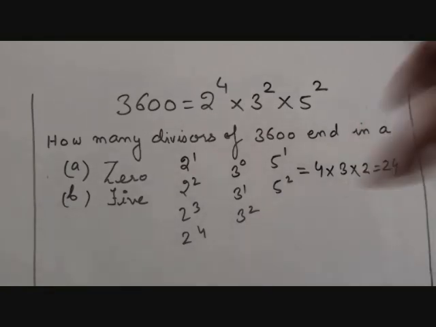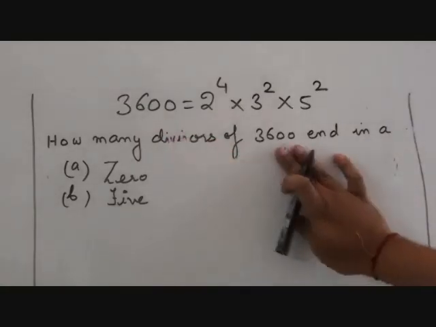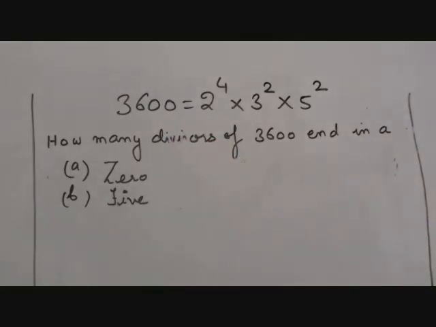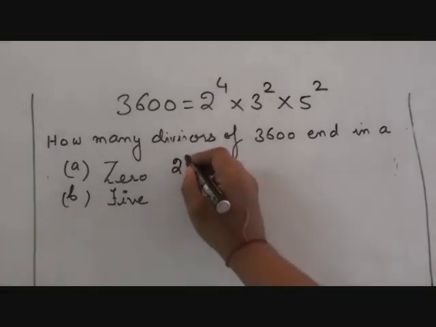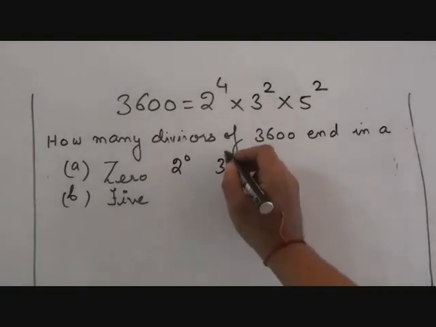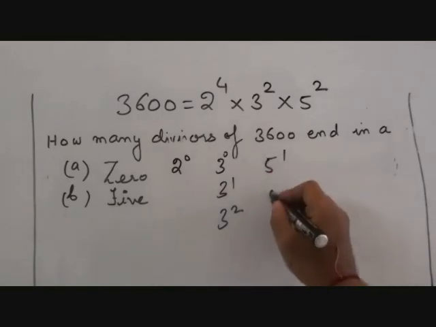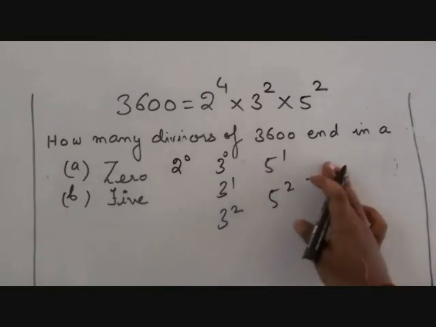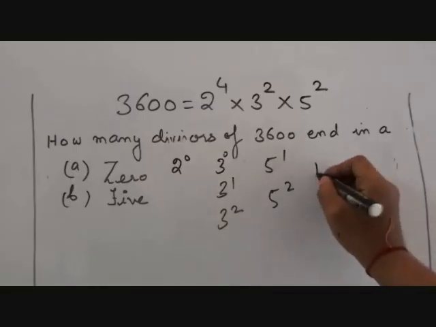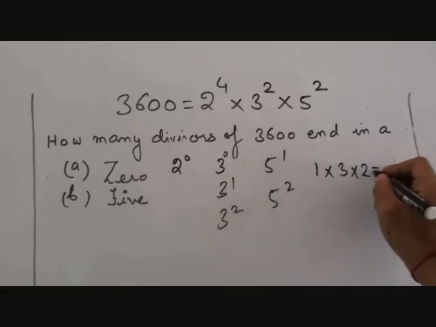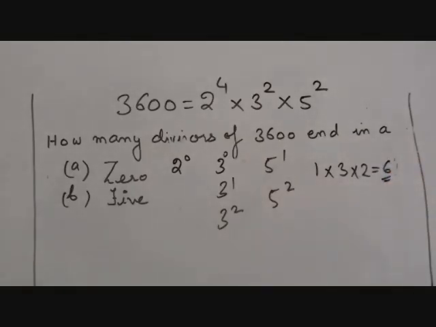Okay, how many divisors would end in a 5? For divisors to end in a 5, it has to have at least one 5 in it, but it should not have any 2 in it, because if it has any 2 in it, it would be a multiple of 10 and it would end in a 0. Therefore, the only power of 2 that we can take is 2 raised to 0. Powers of 3 that we can take are 3 raised to 0, 3 raised to 1, 3 squared, and powers of 5 that we can take are 5 raised to 1 and 5 squared. Therefore, the number of divisors ending in a 5 would be 1 into 3 into 2, or 6 divisors in all.